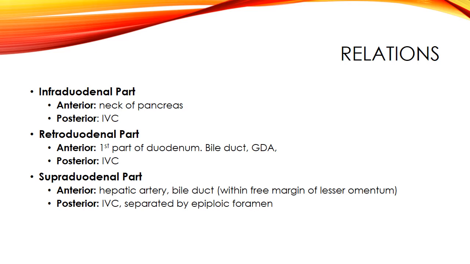In the retroduodenal part, the first part of the duodenum, the bile duct as well as the gastroduodenal artery, these will be the anterior relations of the portal vein, whereas the IVC will again be the posterior relation. Whereas in the supraduodenal part, it has entered into the free margin of the lesser omentum. So the hepatic artery and the bile duct are going to be the anterior relations of the portal vein over here, whereas the IVC will be the posterior relation of the portal vein, and it will be separated from it by the epiploic foramen of Winslow that you have studied previously.